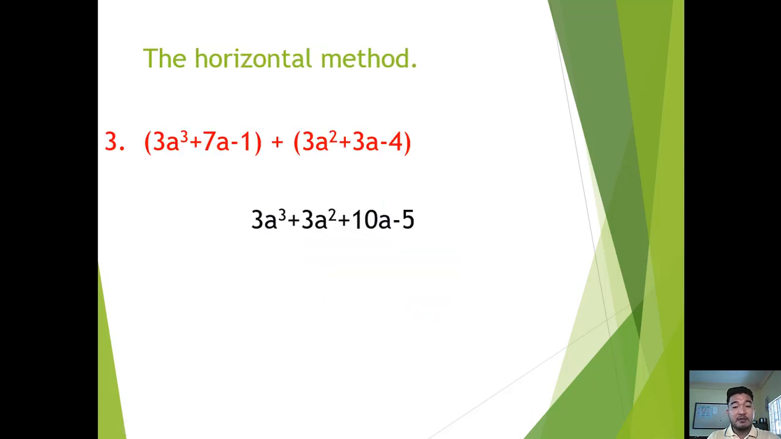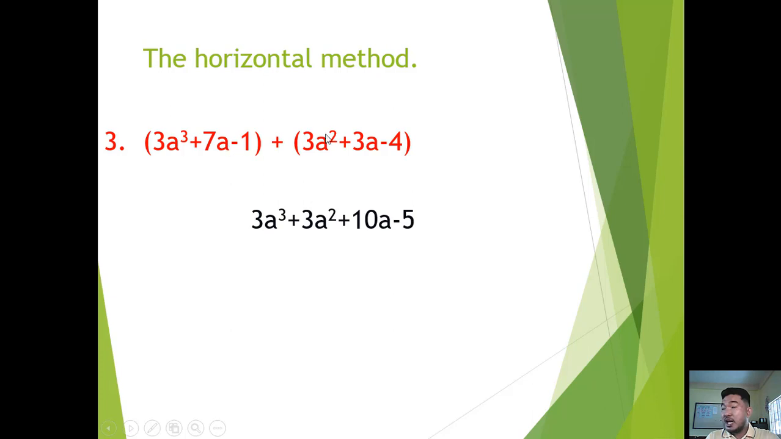Then for number 3, for the last problem, 3a cubed plus 7a minus 1 plus 3a squared plus 3a minus 4. Using the horizontal method, ayan. Tatanggalin lang natin yung parenthesis. As you can see here, si 3a cube wala siyang like term. So, i-rewrite mo na siya agad doon. 3a cube wala naman siyang i-add. Si 3a squared wala rin siyang like term. So, rewrite mo na siya doon.